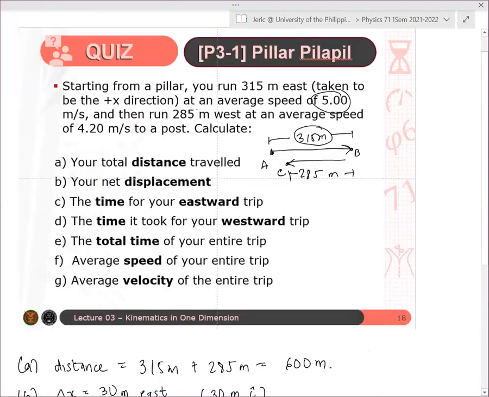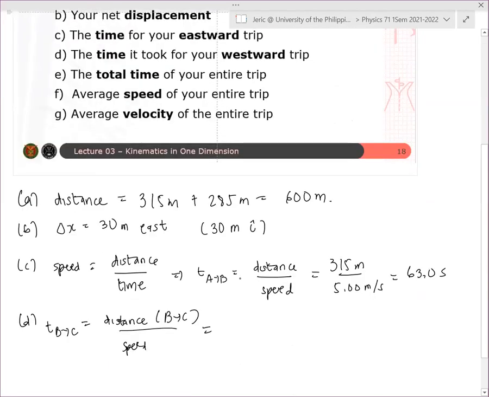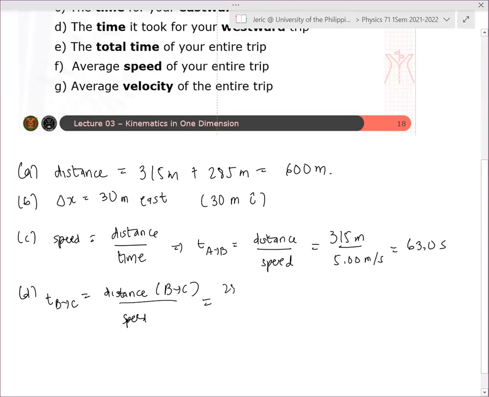I have 285 meters west here, and at that point, I'm traveling at an average speed of 4.20 meters per second, and we get therefore 285 meters over 4.2 meters per second, and I get 67.9 seconds. Okay, nakuha tong letter D? Yes, sir.